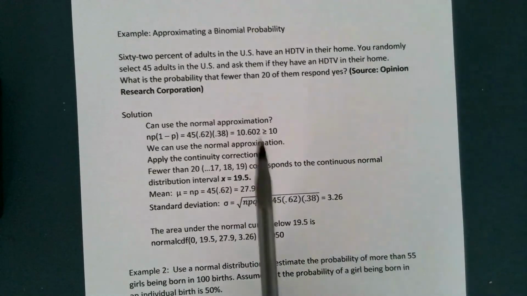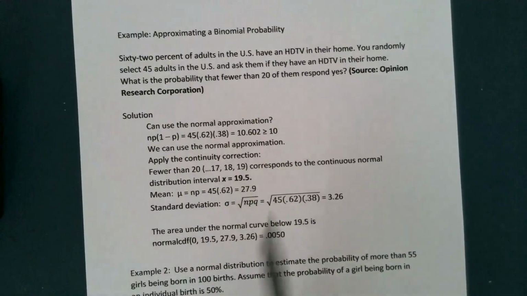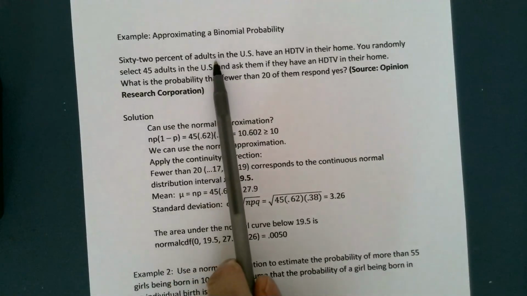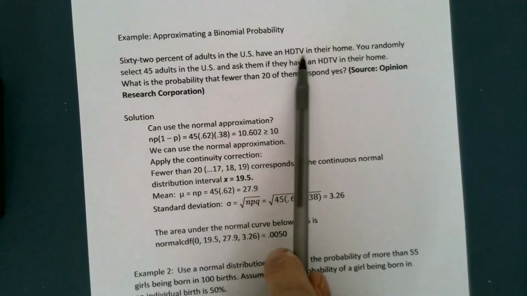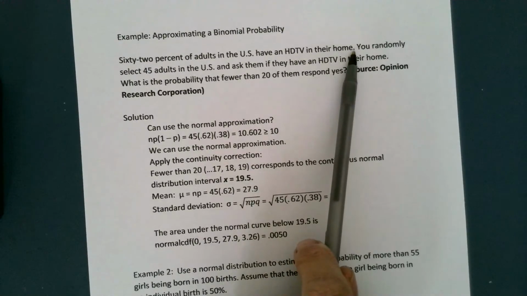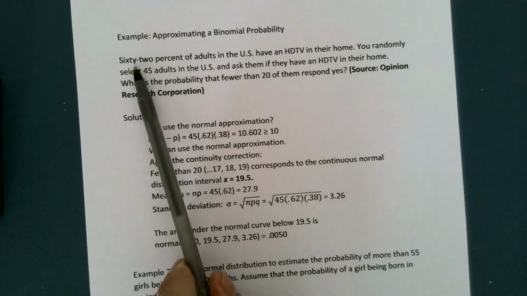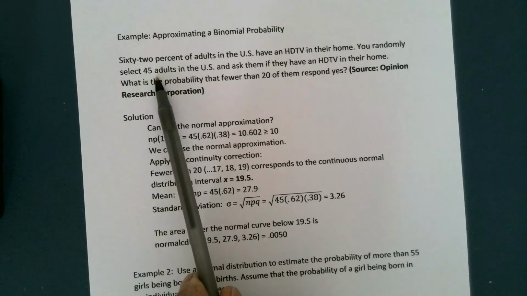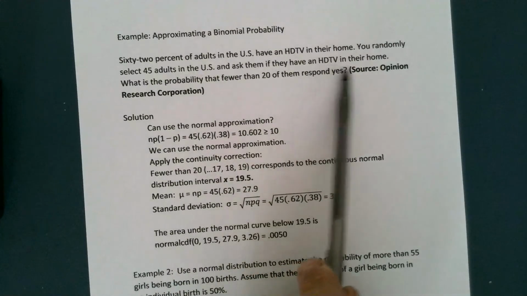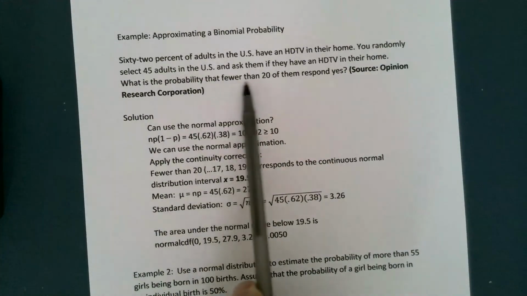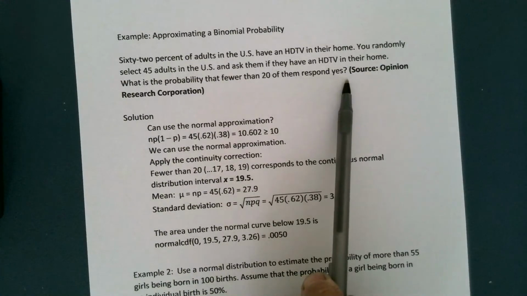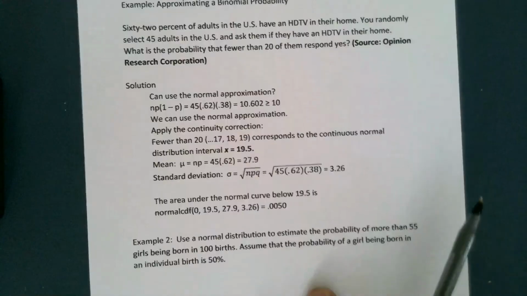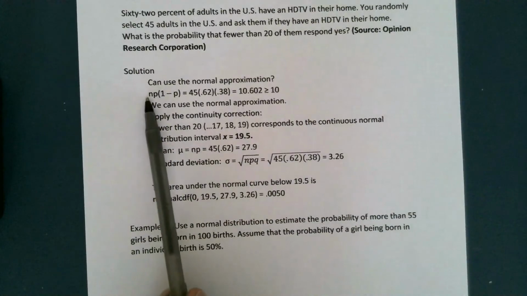This one is actually already solved for you, but we'll read it anyway and look it over. It says 62% of adults in the U.S. have an HD TV in their home. So that would be p equals 0.62. You randomly select 45 adults, so that will be your sample size, and ask them if they have an HD TV in their home. What is the probability that fewer than 20 of them respond yes? Okay. So we're going to use the normal approximation, and it says, can we use the normal approximation?